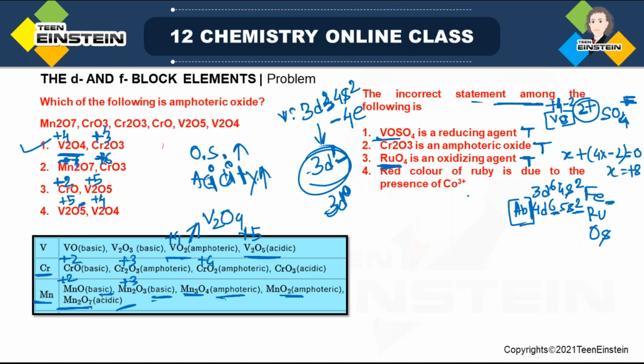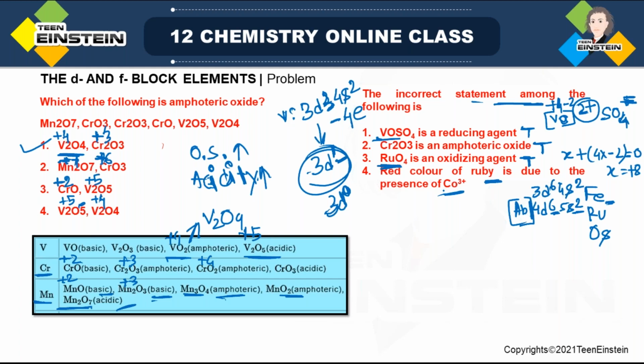Now here, why the first 3 statements are correct, there is enough logic behind that, and we have just discussed it. But the last one is basically memory based. If you do not have previous knowledge whether the red color of ruby is because of cobalt or any other metal, then it is not possible for us to answer.